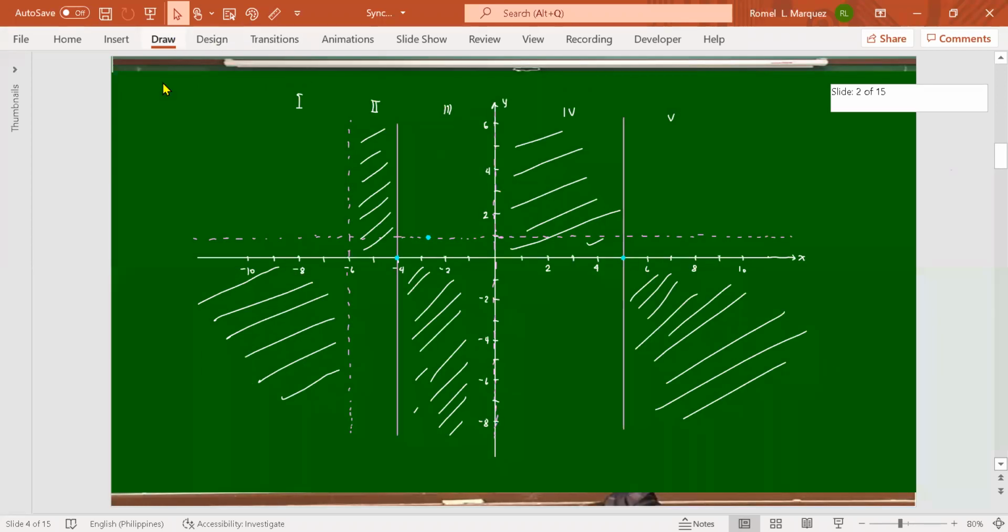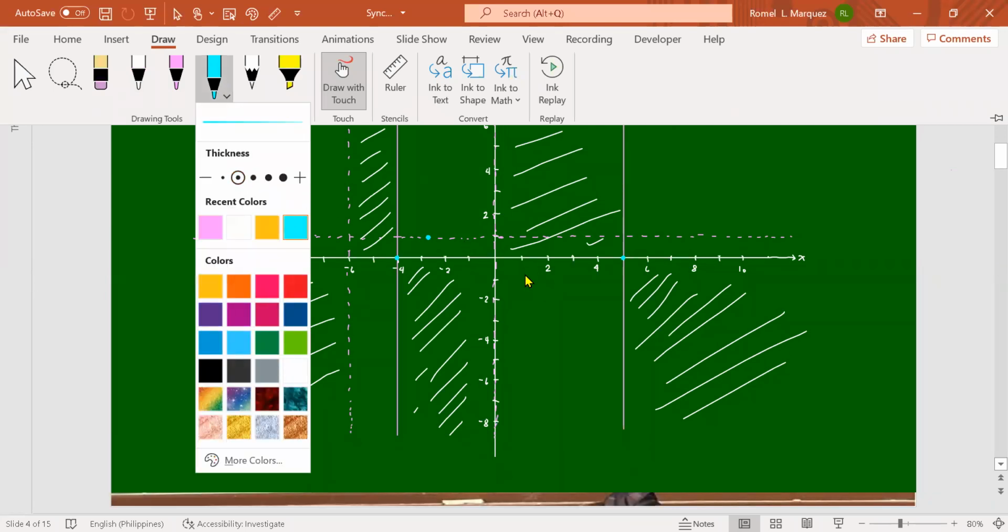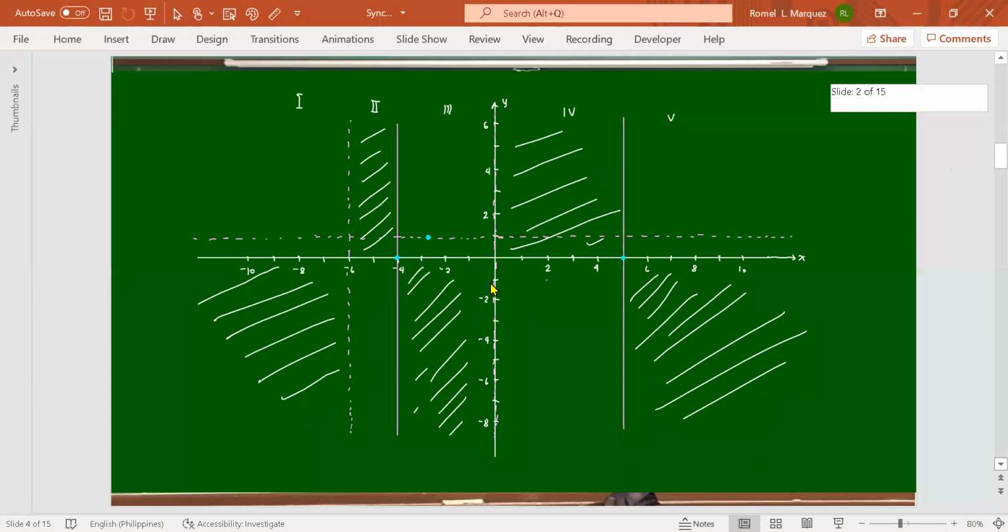Where is the hole, children? At 2, -1.125. So somewhere here, just below the -1. There is a hole. Is that clear, guys?